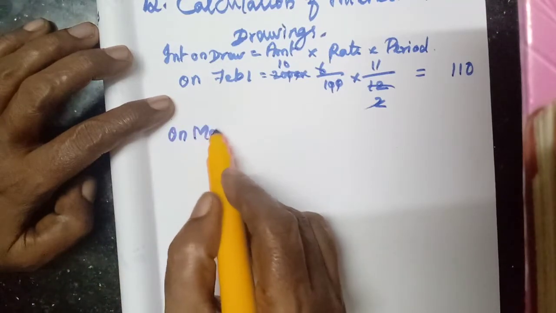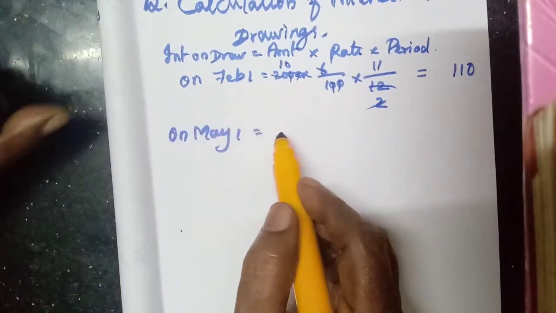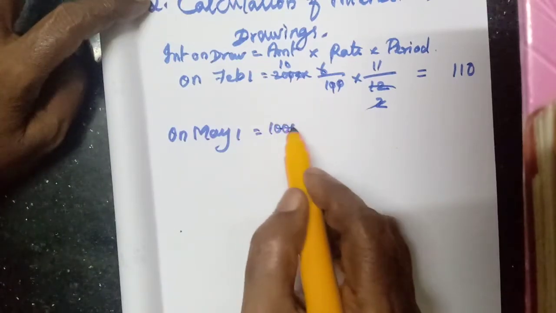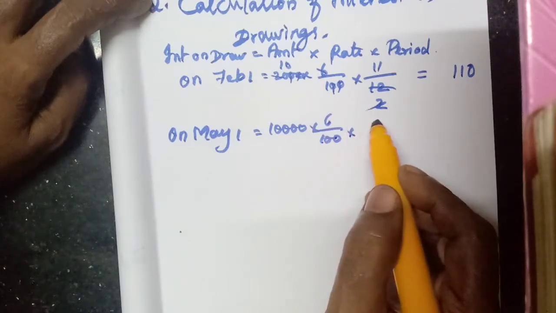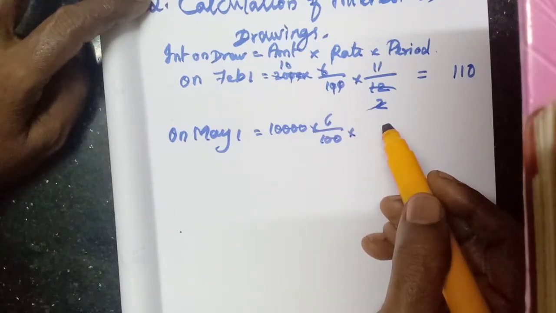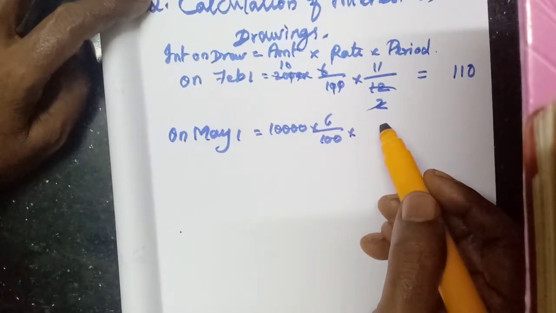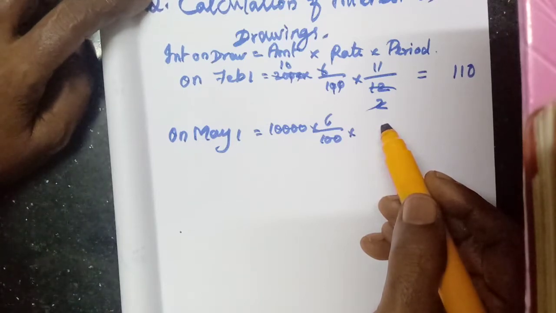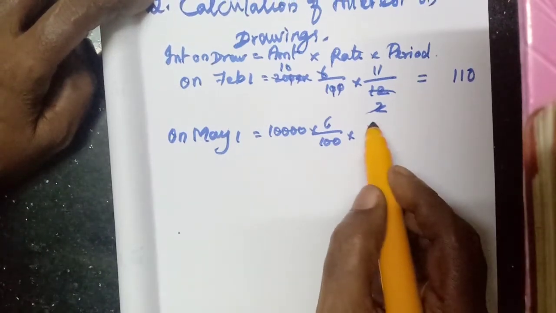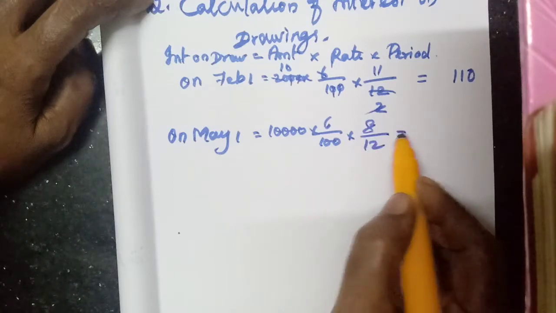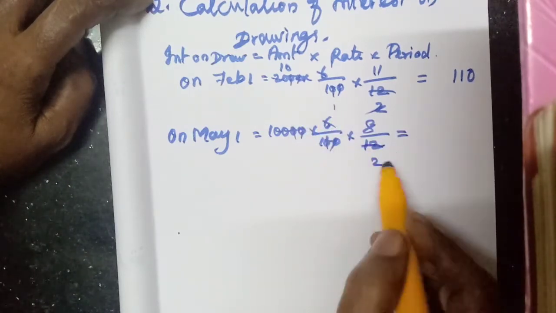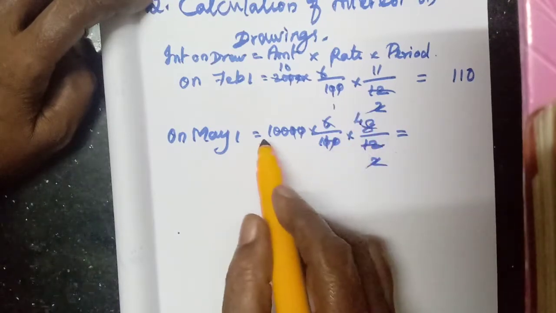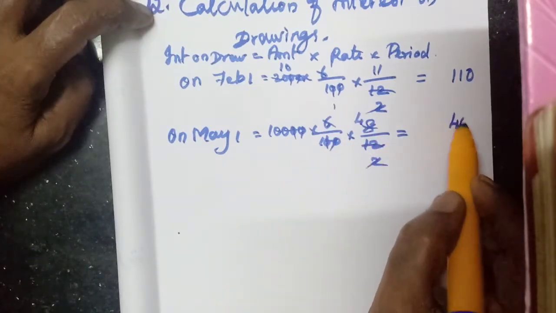May 1, how much? 10,000 into 6 by 100 into May, how many months? January, February, March, April, 4. 12 minus 4, 8. 8 by 12. 2, 0, 6. Here 2, here 4. So 100 into 4, 400.